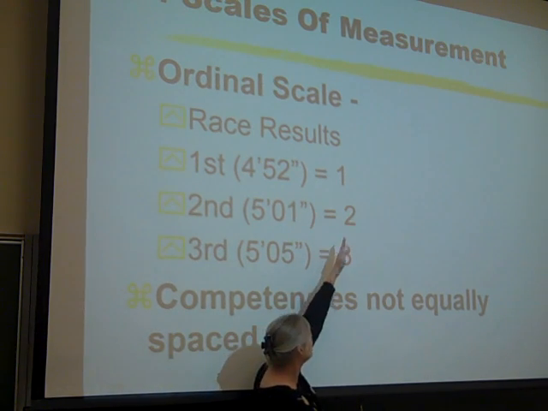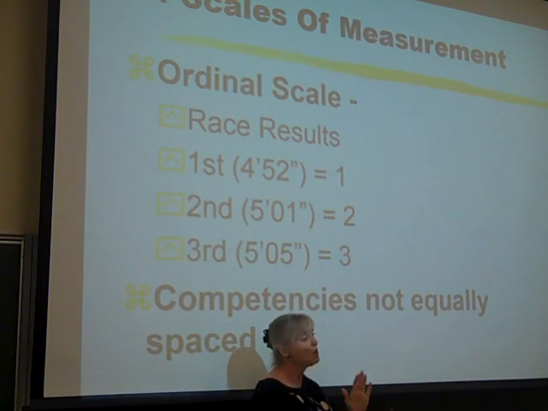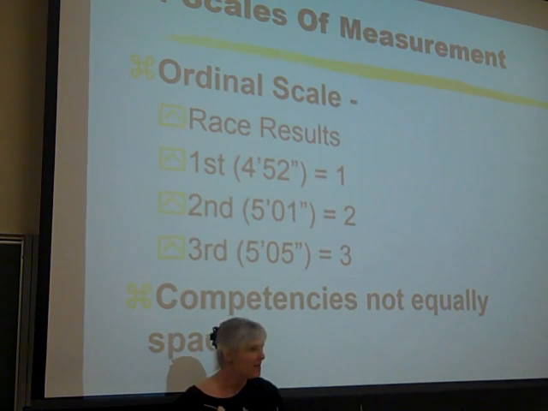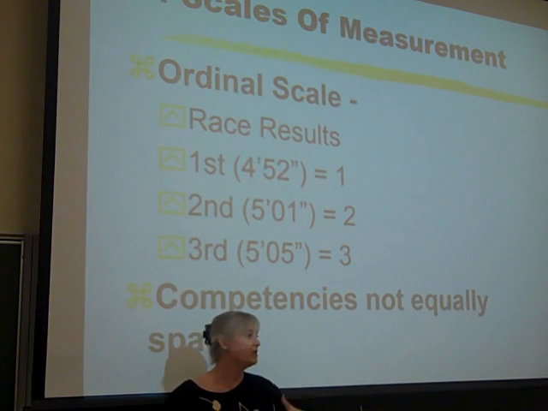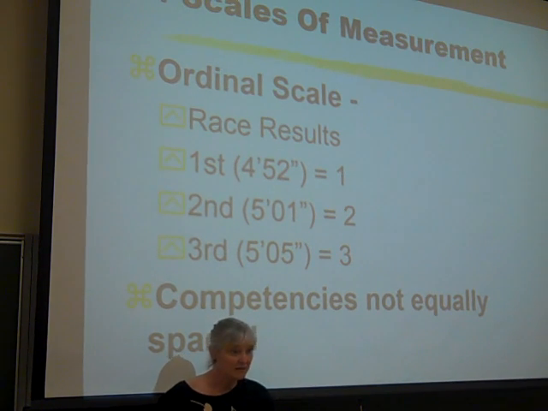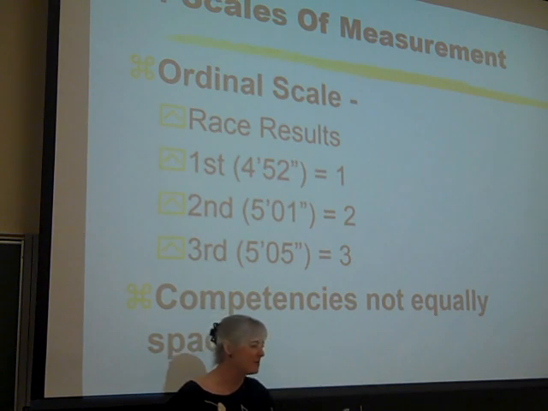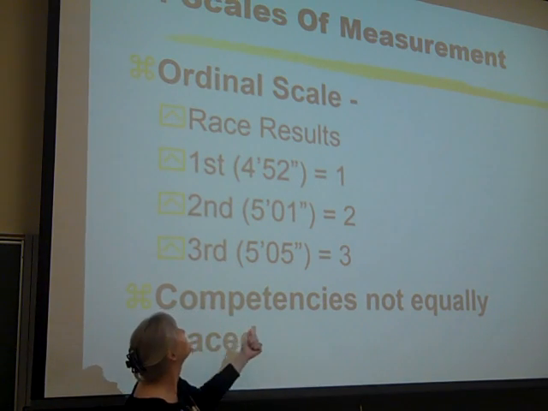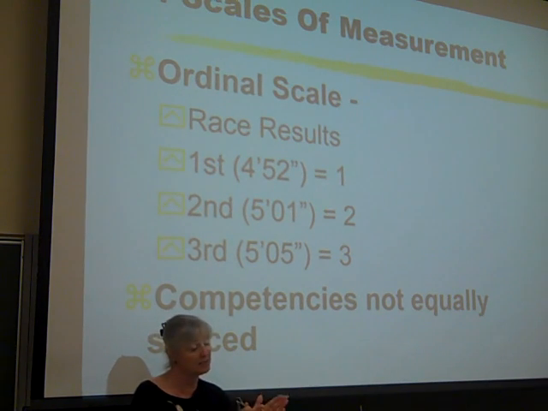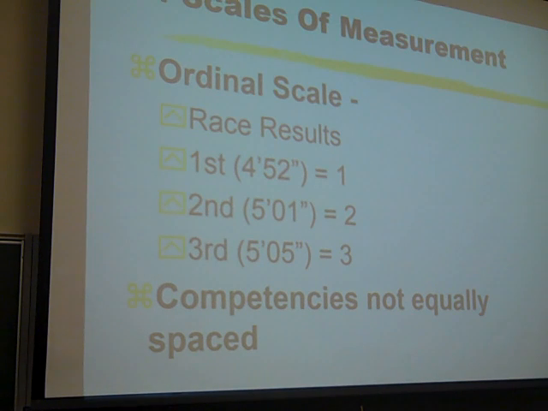If all we saw was the 1, 2, and 3, and we did not see the time, we would not know how different each ranking was from one another. And we could not assume that the difference between the rankings was equal. We could not say a rank of 1 is twice as fast as a rank of 2, right? Make sense? So there's special math that we have to use with the ordinal scale of measurement, because the spaces aren't equally spaced.